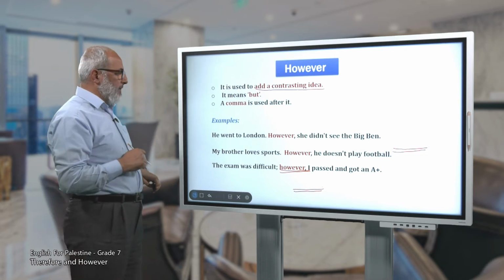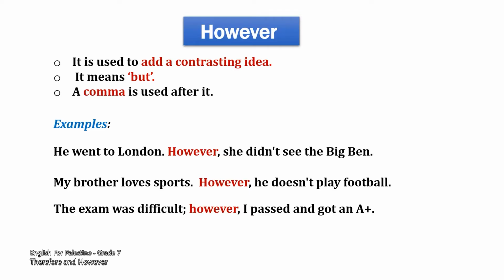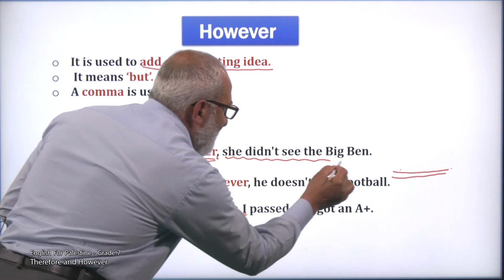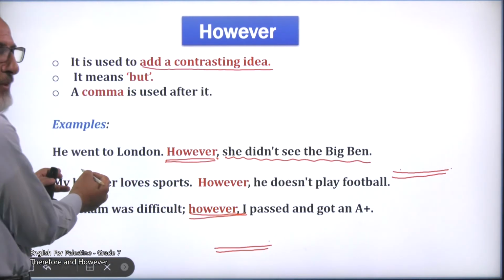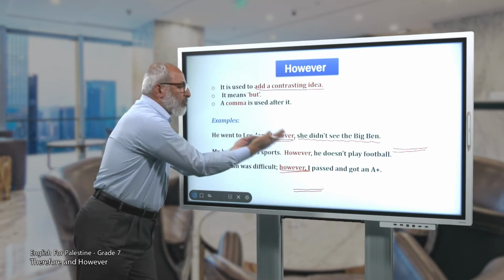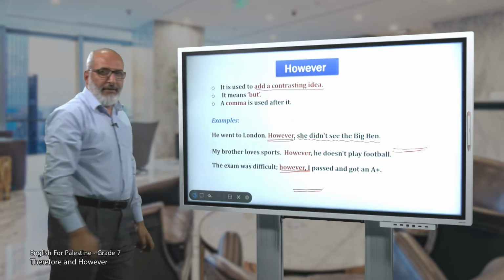Let's look at the examples here. He went to London. This is an idea. However, comma, she didn't see the Big Ben. So if you notice here, this idea is opposite of this one. So here we have a contrasting idea. We add the contrasting idea. This idea doesn't come with this one.